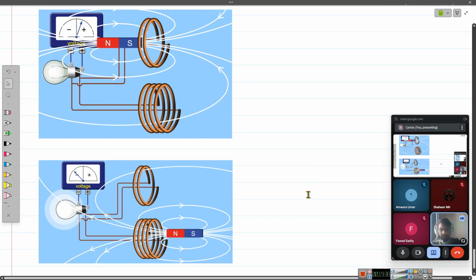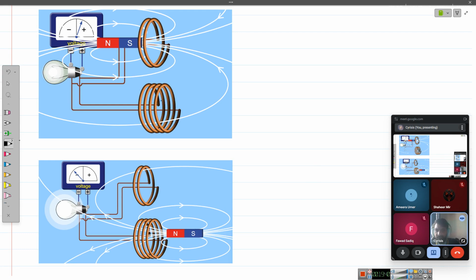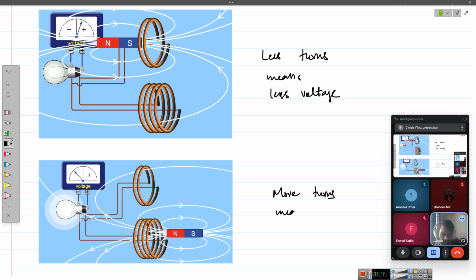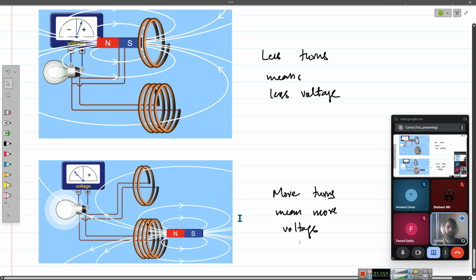So we can say over here that fewer turns means less voltage, and more turns mean more voltage. Now keep in mind, in all of these cases, we were using an external magnetic field to do so.